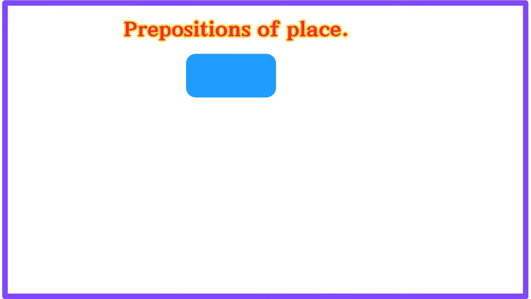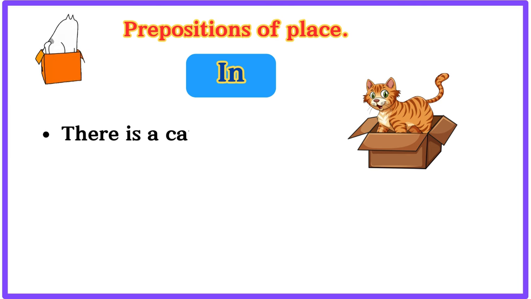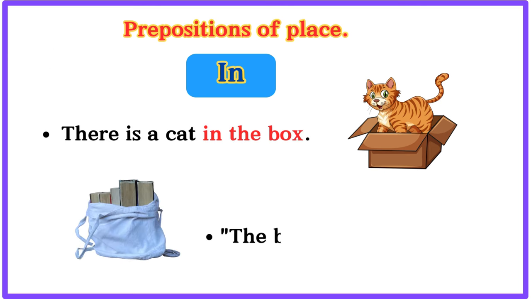Prepositions of place. In. Example, there is a cat in the box. The book is in the bag.